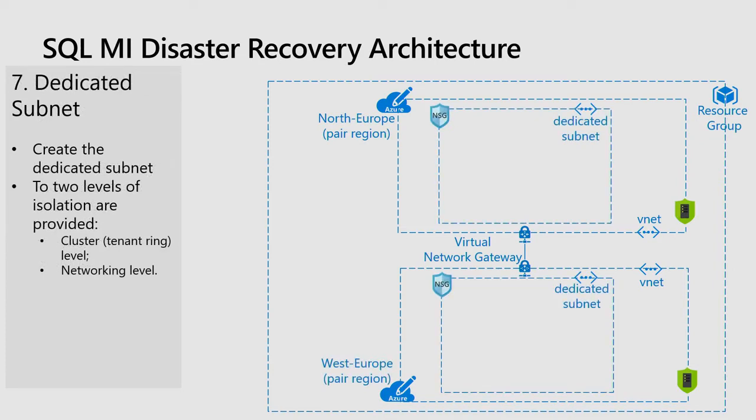Dedicated subnet. The key advantage of the SQL managed instance is to guarantee that we have 2 levels of isolation. The first level of isolation is related to the tenant ring. I'm going to show you the tenant ring during our demonstration. And the networking level. As you can see, we deployed here a dedicated subnet plus a network security group dedicated for this subnet, where we are going to host our SQL managed instance.